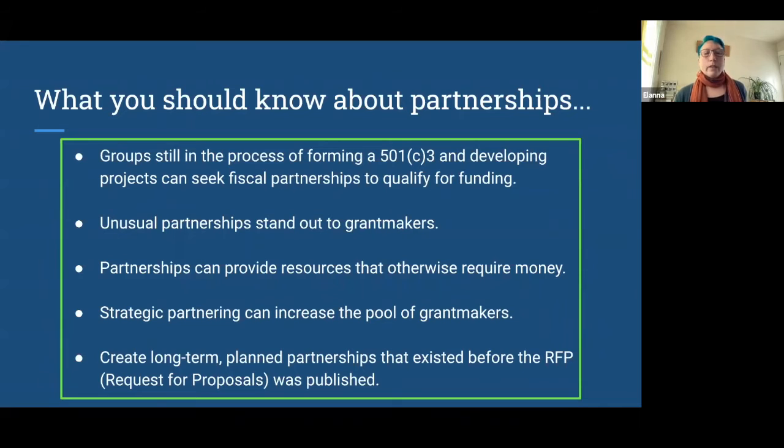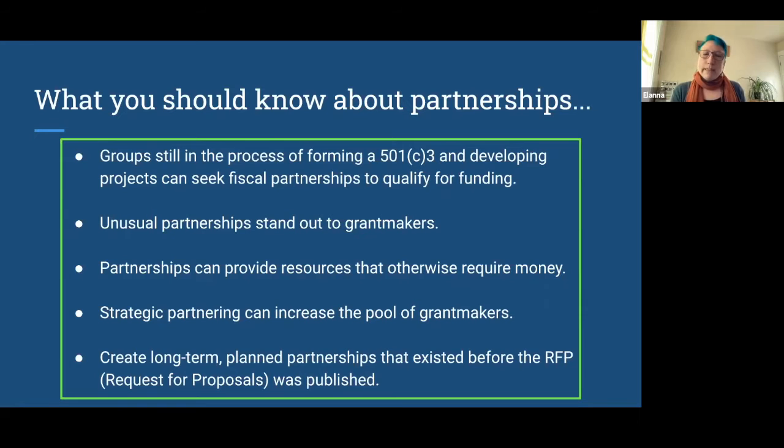So use also unusual partnerships that stand out to grant makers. Just because an organization serves a different population or is intended to fulfill a different mission doesn't mean that maybe you don't use some of the same basic resources to get where you're going. So you could partner with an organization that does something completely different, but uses some of the same resources that you can help each other out with. And that's going to stand out to a funder.